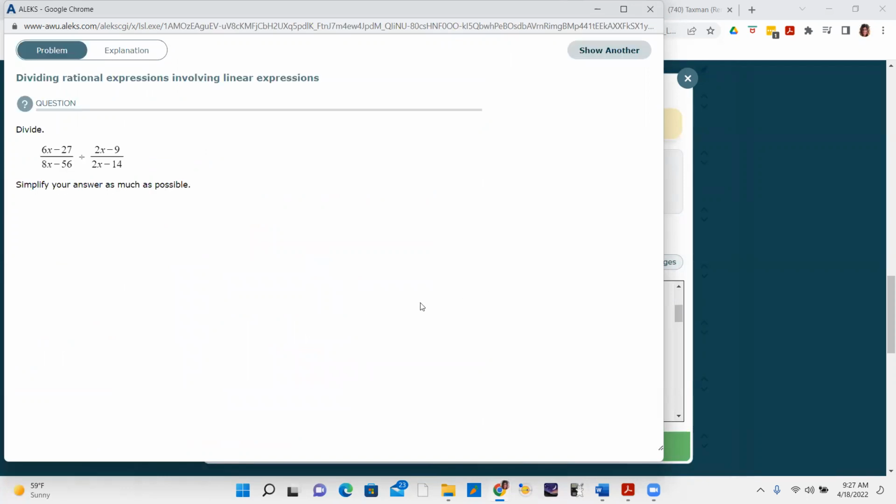So go ahead and try this one. And there's just that one extra step since it's division. You flip the second one and multiply.